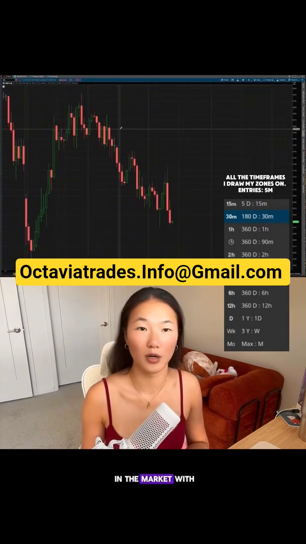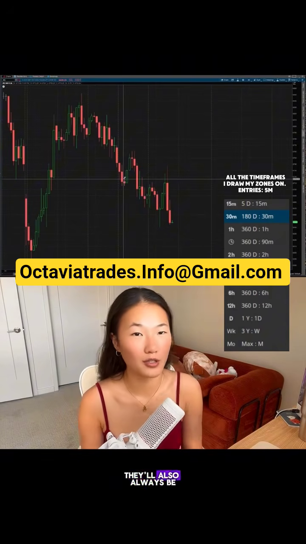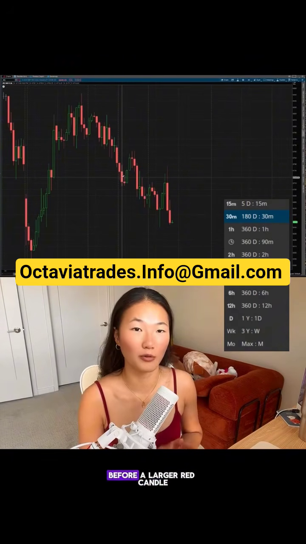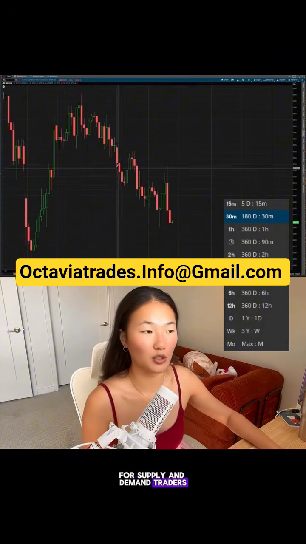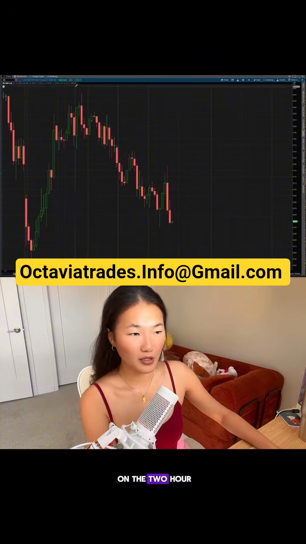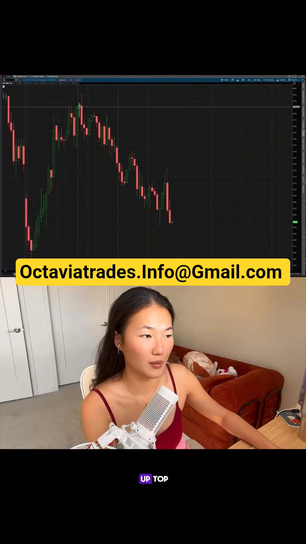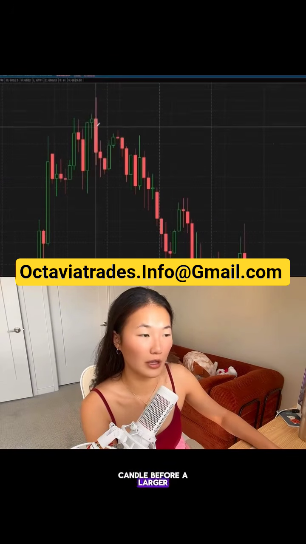Supply zones are areas in the market with strong selling interest. They'll also always be above current price. I like to draw them on a smaller green candle before a larger red candle. Different supply and demand traders draw their zones differently. We're on the 2-hour time frame here, and the first example of a supply zone that I see is all the way up top on this small green candle before a larger red candle.